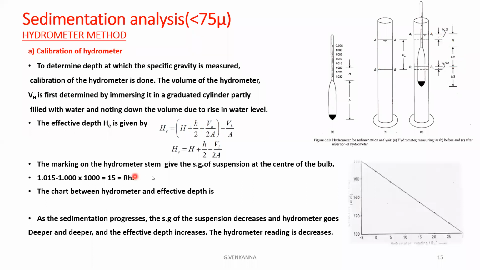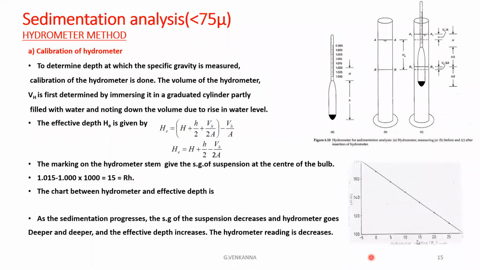So next, the marking on the hydrometer stem gives the specific gravity of the suspension at the center of the bulb. Whenever the hydrometer is immersed in this water, automatically it gives the specific gravity of the soil suspension at the center of the bulb only. So the hydrometer reading can be indirectly calculated as the hydrometer stem reading minus unit digit, into 1000. Ultimately we can get the value of the hydrometer reading.